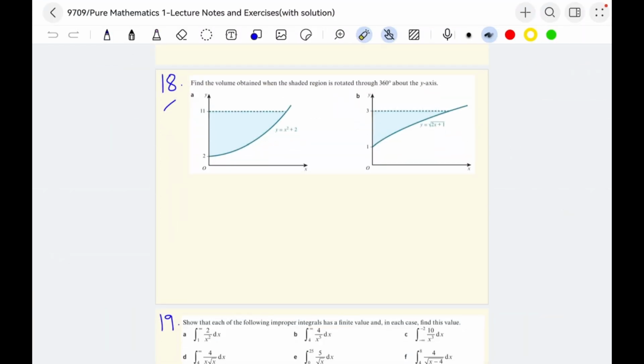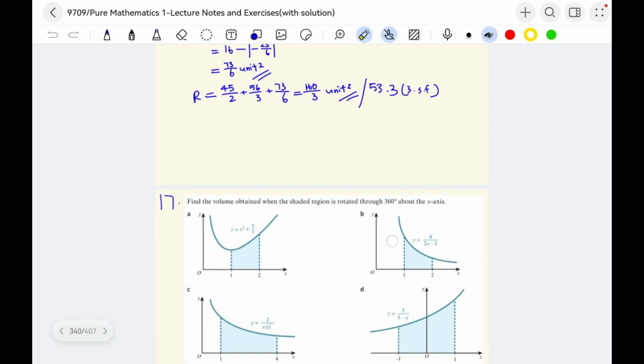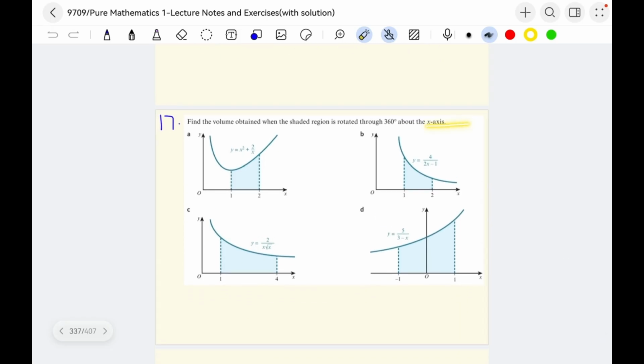Let's move on to the next question, which is question 18. This question is related to the volume obtained when the region is rotated through 360 degrees about the y-axis, which rotates like this. If the region rotates about the x-axis, it rotates in this way. What you can see over here, each piece is a disk. This is a circle. Like the previous question, it rotates through the x-axis. My bad, it's actually like this.